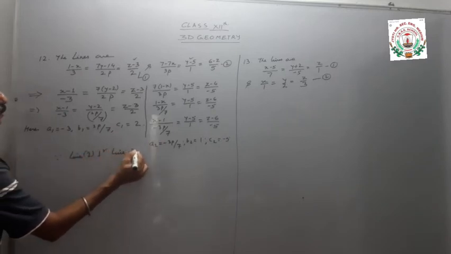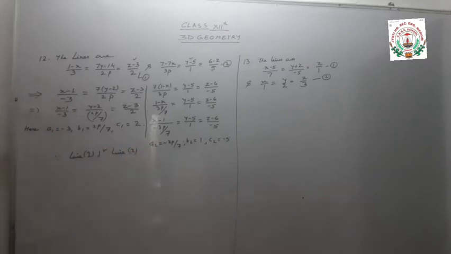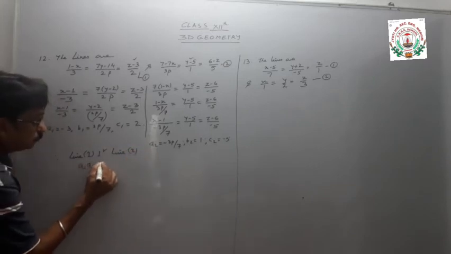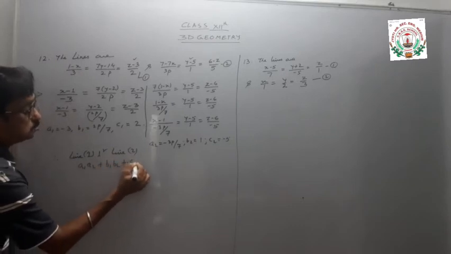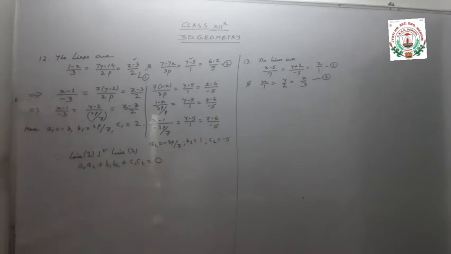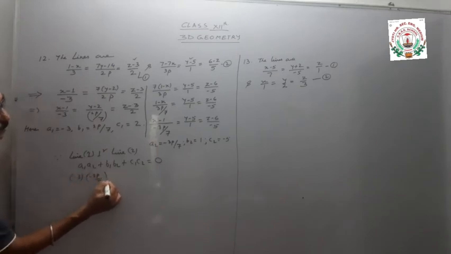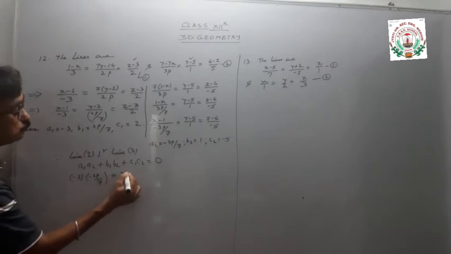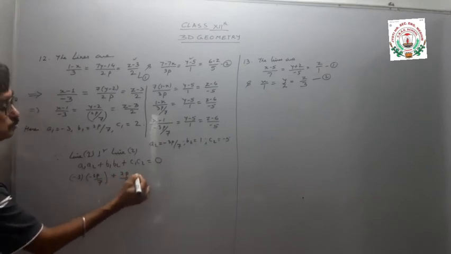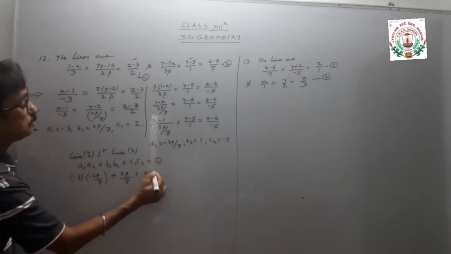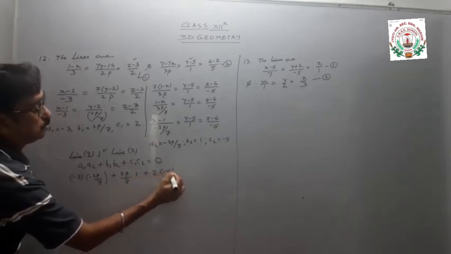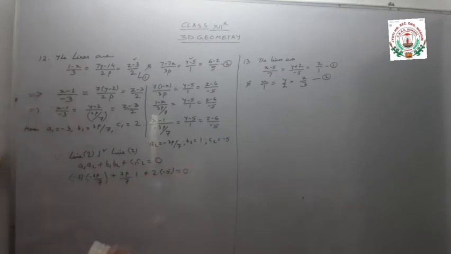Since it is given that line 1 is perpendicular to line 2, when the lines are perpendicular, our condition is that a1 a2 plus b1 b2 plus c1 c2 is equal to 0. So a1 की वैल्यू क्या है, आफ्टर कन्वर्शंस −3 into −3p/7 प्लस b1 की वैल्यू 2p/7 into b2 की वैल्यू 1 प्लस c1 की वैल्यू 2, c2 की वैल्यू −5 equal to 0. From this equation now I am going to simplify and calculate the value of p.